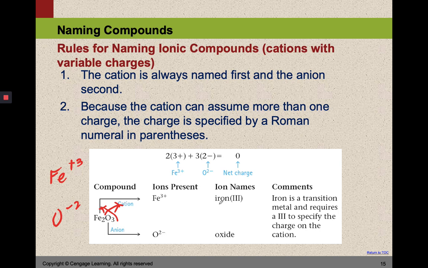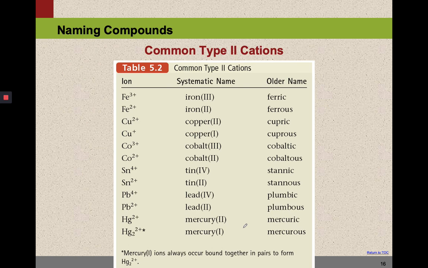So in naming, we say iron 3, and take note that there is no space. Iron is a transition metal and requires a 3 to specify the charge of the cation. Let's take a few examples of those cations which have variable charges, or we say multivalent elements, multivalent metals. So we have iron, Fe3+, Fe2+.